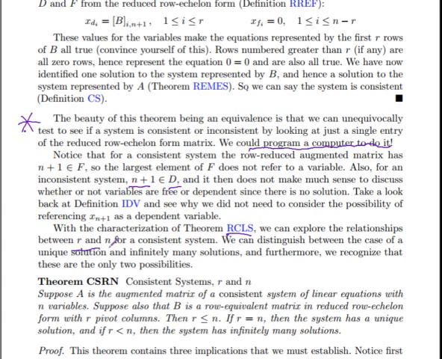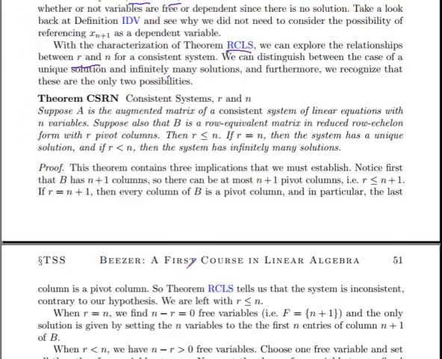We can explore the relationship between r and n for consistent systems. Now we've separated off the case where there's no solutions. We've seen before that it's possible to have a unique solution or to have infinitely many solutions. So now you want to see when you can tell there's one solution and when you can tell there's an infinite set of solutions. And that's what comes with this next theorem.